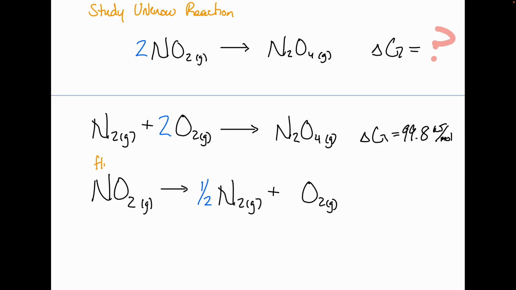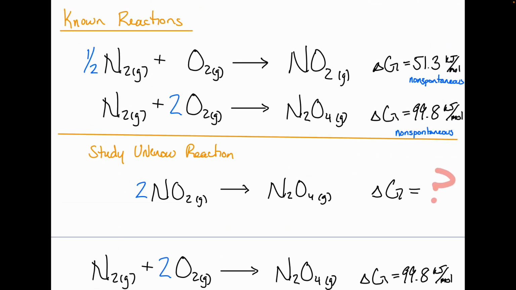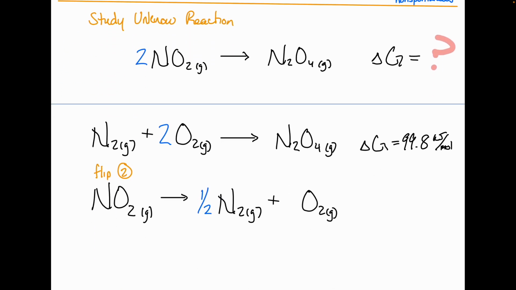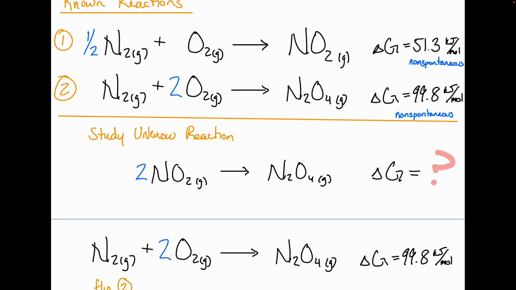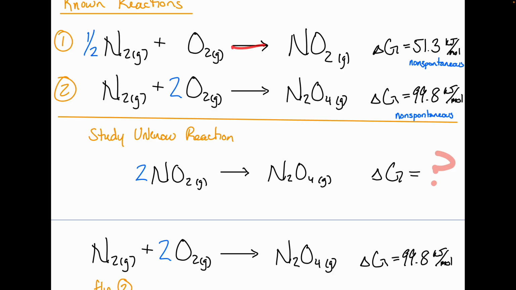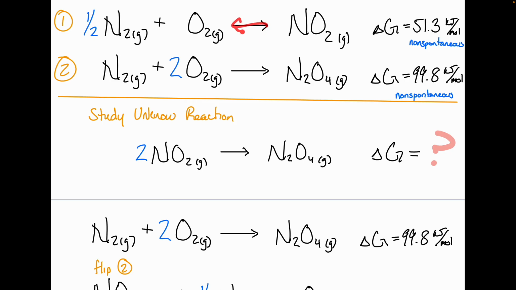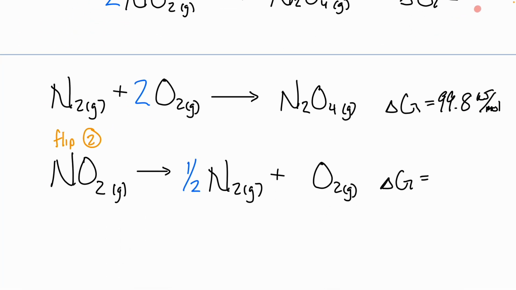All right, so I had to flip that reaction 2. Let me actually call these reaction 1, reaction 2. And when I flip my reaction, that means I need to flip my delta G as well, flip the sign of that delta G. So if it's positive 51.3 in the forward direction, that means if I'm going in the reverse direction, the delta G would be negative 51.3, right? Remember, non-spontaneous means it's spontaneous in the reverse direction. So now my delta G here is negative 51.3.